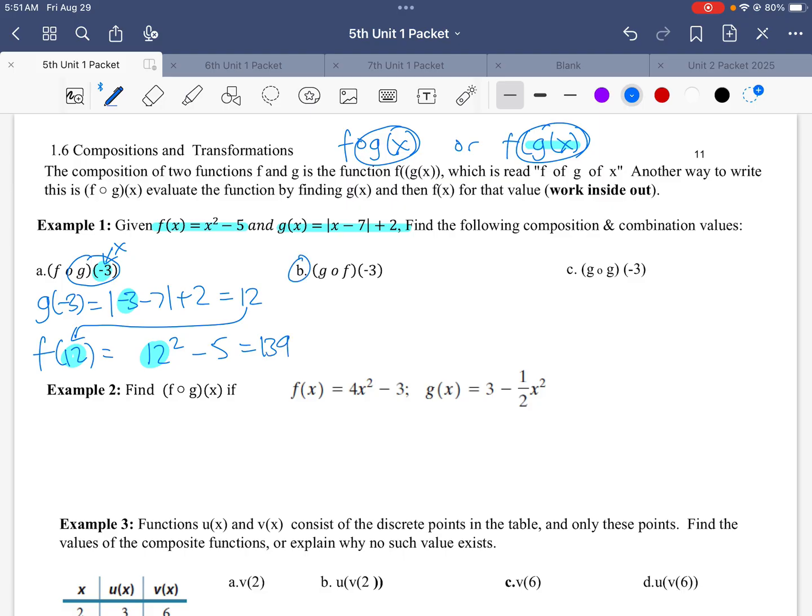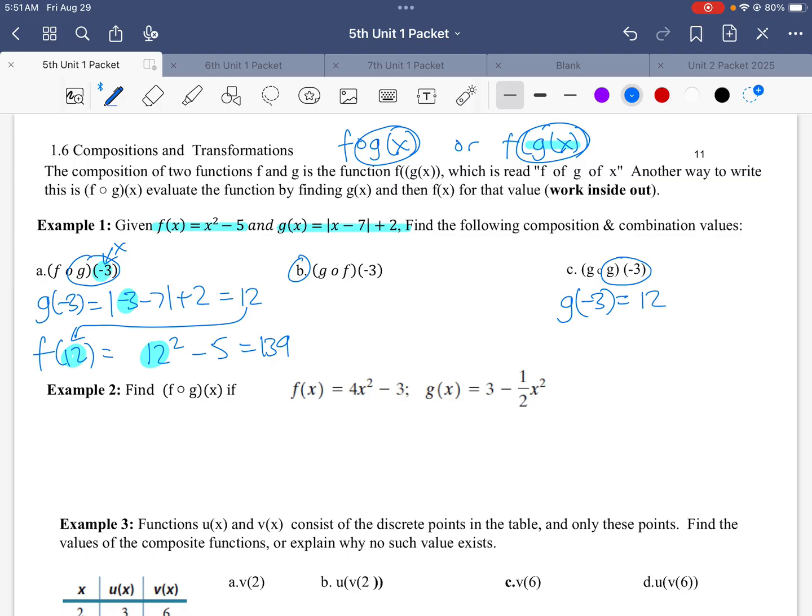All right, you can do B. Have a go. And C, we can also do function composition when we compose the same function. So again, we always start with the right-hand one, so g of -3. We already did that in part A, so I'm not going to go ahead and work it again. We already have the answer.